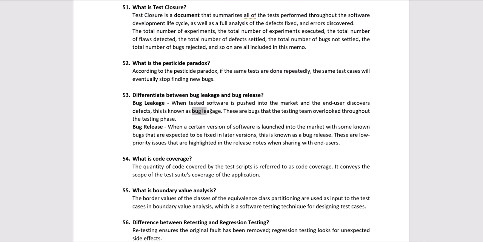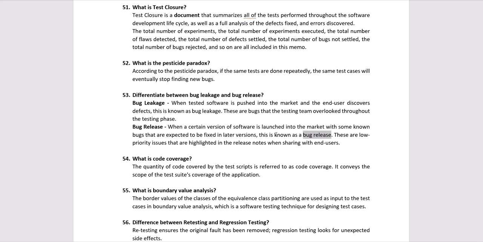This is known as bug leakage. If the bug is discovered by the end user, it is known as bug leakage. These are bugs that the testing team overlooked throughout the testing phase. And bug release is when a certain version of software is launched into the market with some known bugs that are expected to be fixed in a later version.